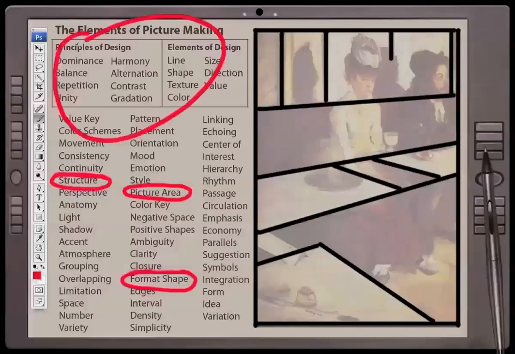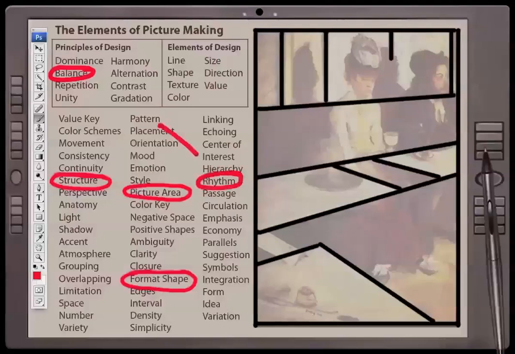So if you look over here, I'll circle balance because I just talked about balance. Also rhythm. You see that right over there. And repetition, which is right up here, where the principles of design are. Usually when rhythm is talked about, it means that there is some variation within the repetition, that there isn't strict repetition.